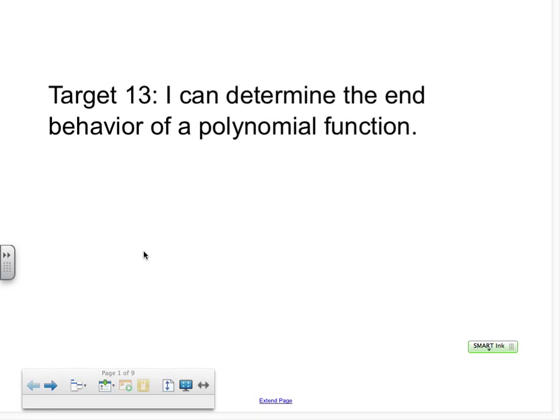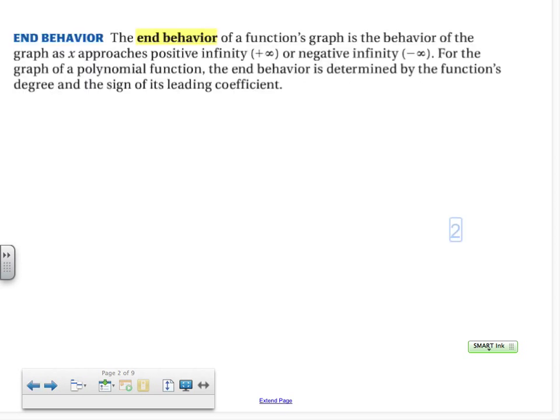Algebra 2, target 13. I can determine the end behavior of a polynomial function. So today what we're going to look at is what's happening to a function at the extremes. And when we say extremes, we mean very, very large values of x or very, very small values of x. And by small, we don't mean fractions. We mean negative 100 is considered a small number because it's to the far left of a number line. So yeah, that's end behavior.